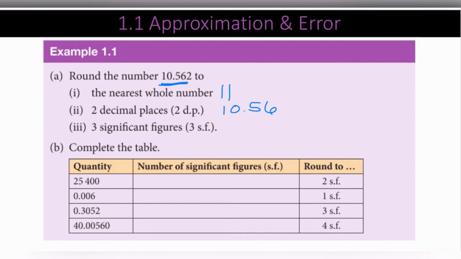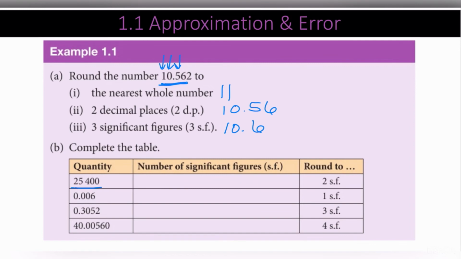Then for the third one, 3 significant figures, we're going to keep the 1, the 0, and then we're going to keep that 5 or make the 5 a 6. So it's either going to stay 10.5 or become 10.6. In this case, because the number next to the 5 is greater than 5, it's going to become 10.6. In part B, when you are completing the table, first you have to identify for each one of those numbers how many significant figures it has.